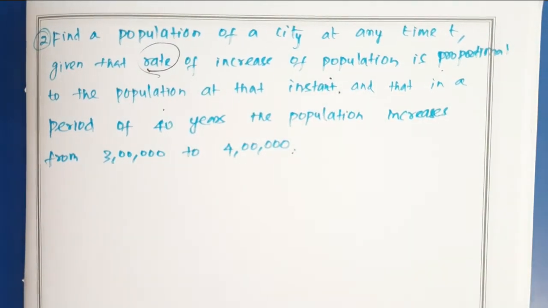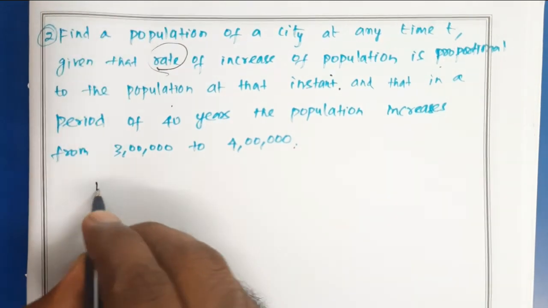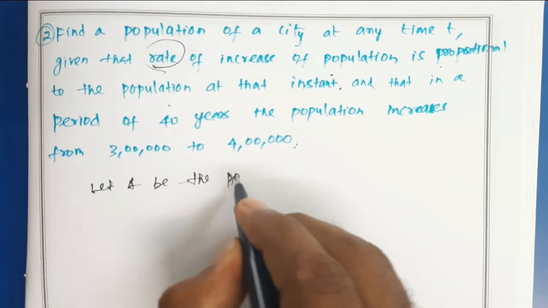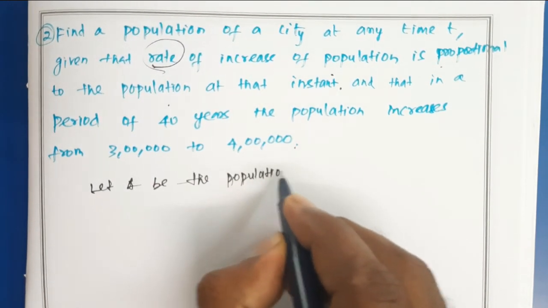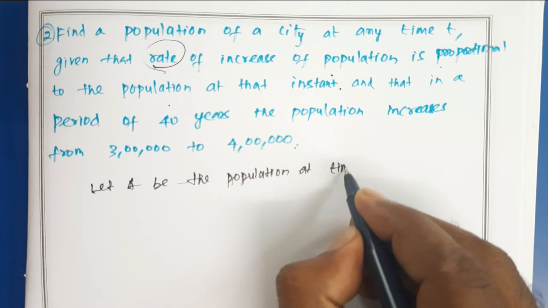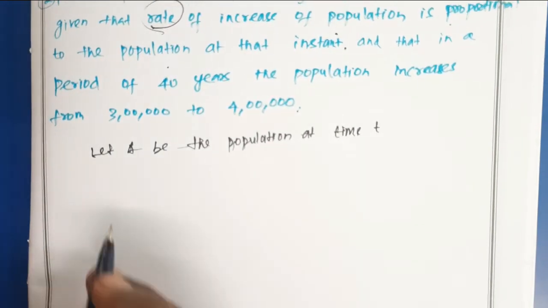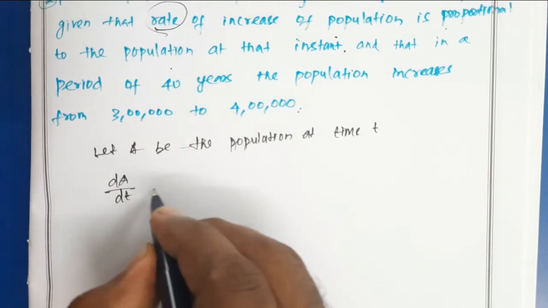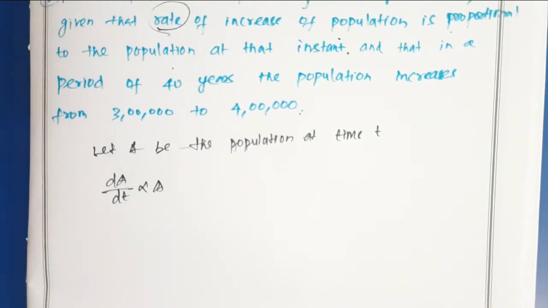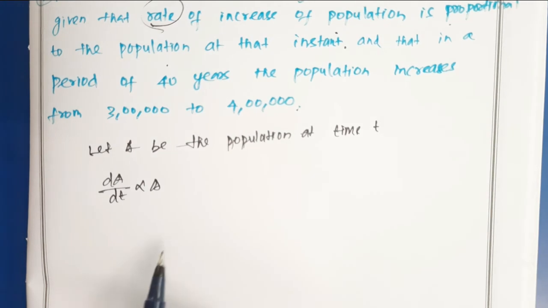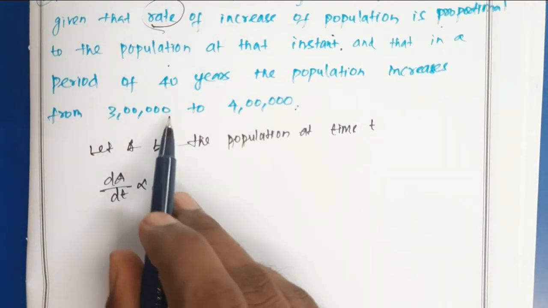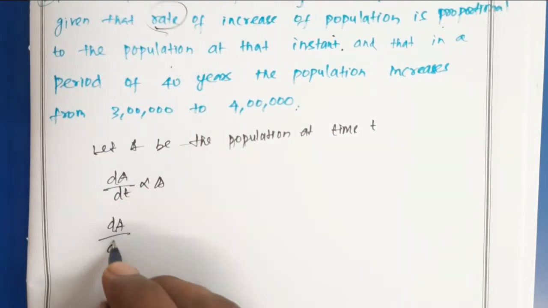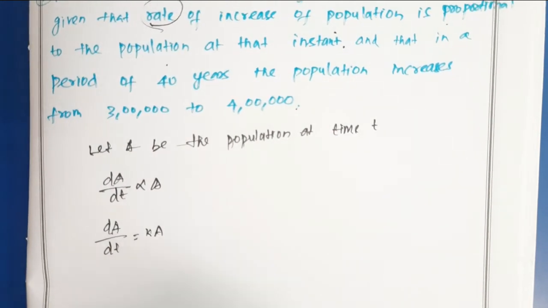Solution for this sum: let A be the population at time t. So dA by dt is proportional to A. Rate means derivative, so dA by dt is proportional to the population. So dA by dt is equal to kA.